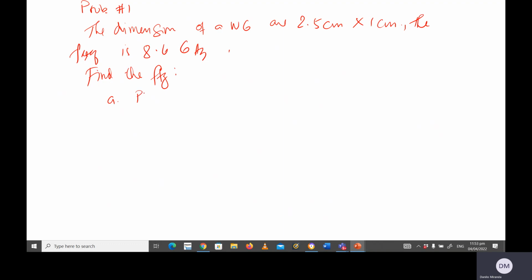Ganda na sulat ko, no? A, the possible mode. B, the cutoff frequency. And then C, the guide wavelength. Lambda G, the guide wavelength. Okay. Hanggang na kagad natin ng given. Next ano na tayo. Solutions.